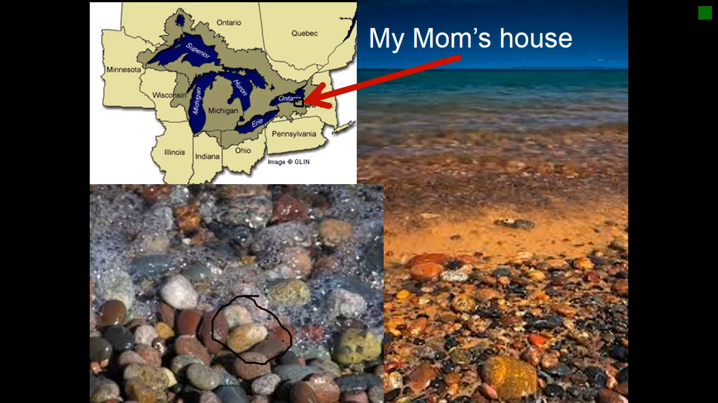And the reason why it looks like this on Lake Ontario is because of these waves constantly going in and out and moving these rocks around, and they kind of bump into each other, and the sharp edges and corners get worn away.